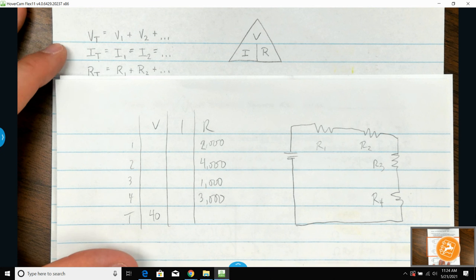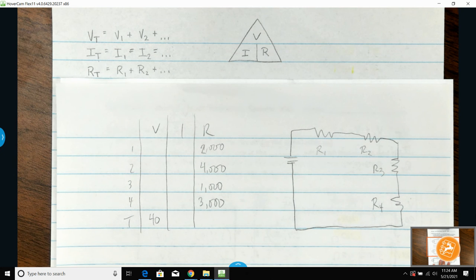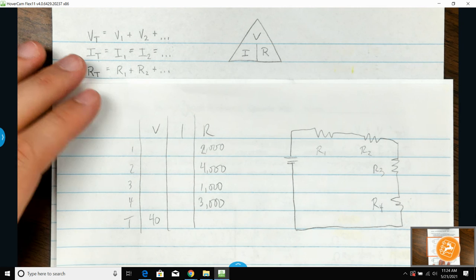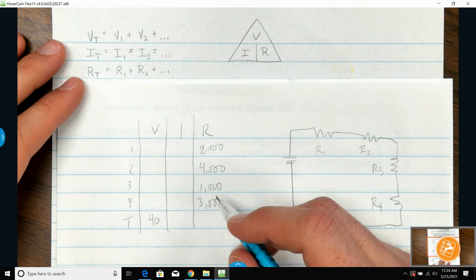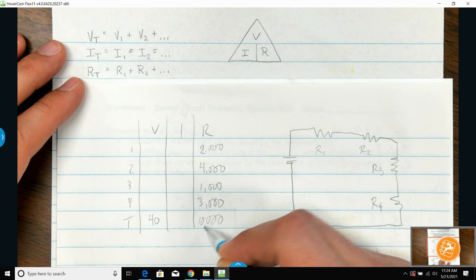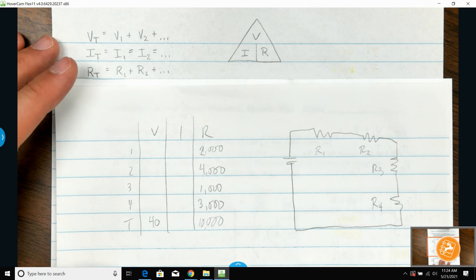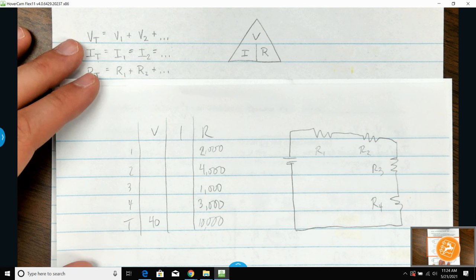If you are given all the resistor values, in which case you are in this one, you can just add them all together to get your total resistance. So 2 plus 4 is 6, and 1 plus 3 is 4. Add that together, you're going to have 10,000. I wrote in there, don't use a comma when you're typing it into the Google form.